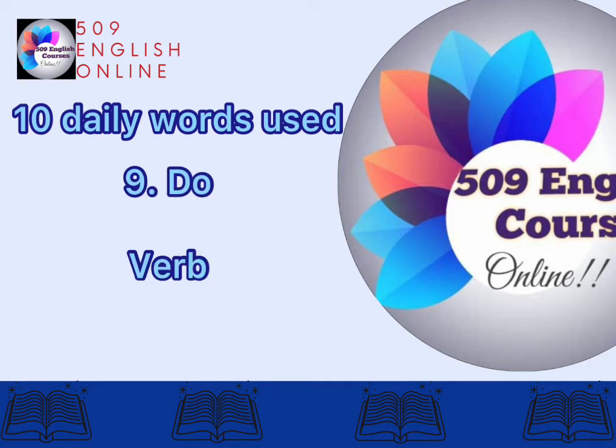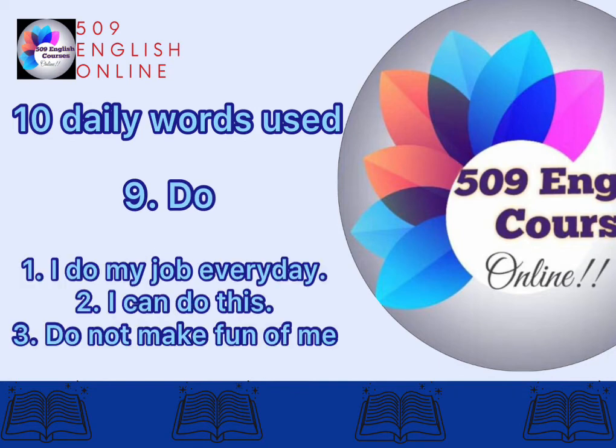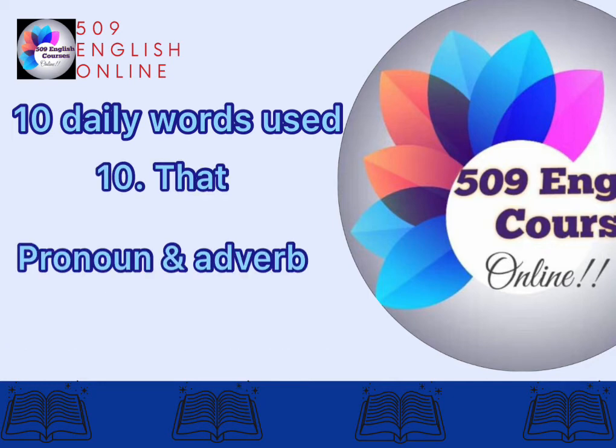Do. What type of word is do? Do is a verb. So let's move on to the examples. I do my job every day. I can do this. Do not make fun of me. As you can see, how do is used in the sentences, it was used as a verb. So let's move on to our last word, that.